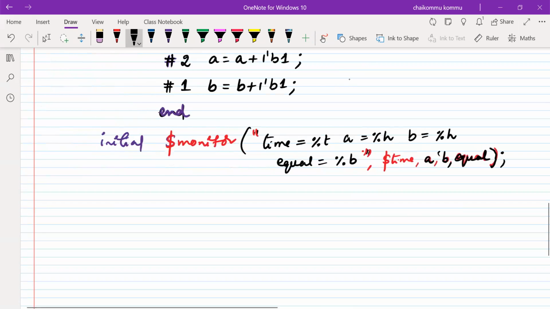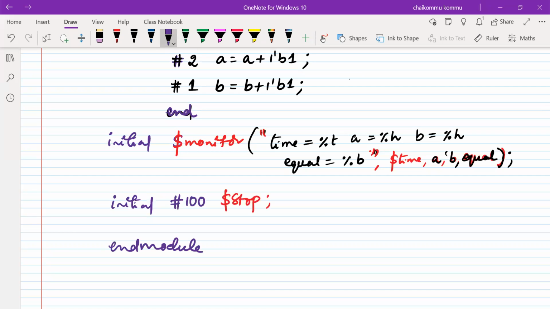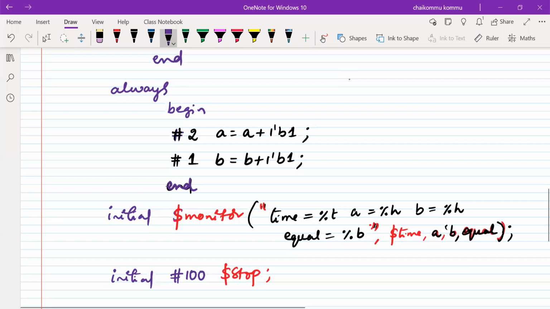Finally, I want to stop the simulation, but at what time? So many combinations will come. For example, we want to stop at 100 nanoseconds. I want to stop my simulation at 100 nanoseconds. Initial, hash 100 nanoseconds, $stop. Finally, I want to write endmodule. This is how we need to write the test bench for this one.